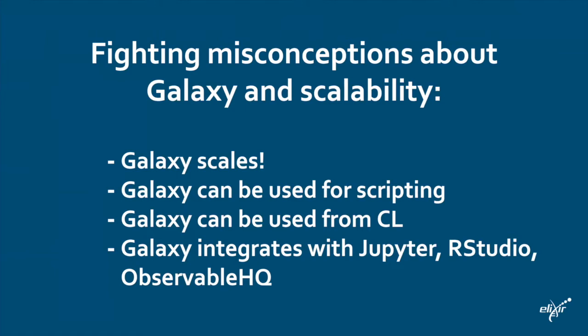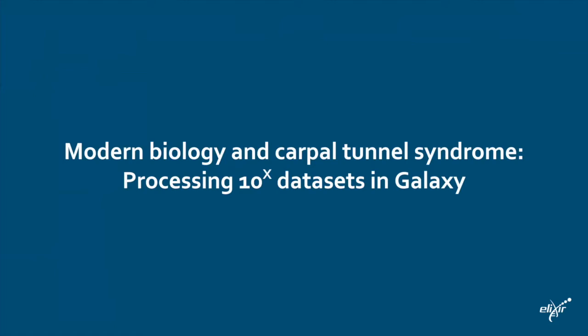But today's conversation is about how you can process multiple data sets. The problem with multiple data sets and a graphical user interface is that if you have 1,000 or 10,000 samples, just imagine clicking on 10,000 things. This is why I have carpal tunnel syndrome here, because that's the best way to experience it. You don't want to click through many, many data sets. However, the nature of today's biology is that it's cheap to generate multiple data sets. So how do we deal with 10 to the X data sets in Galaxy?